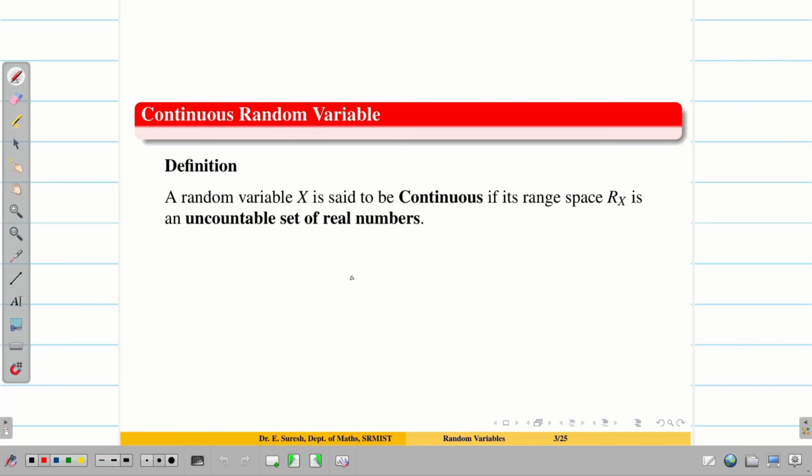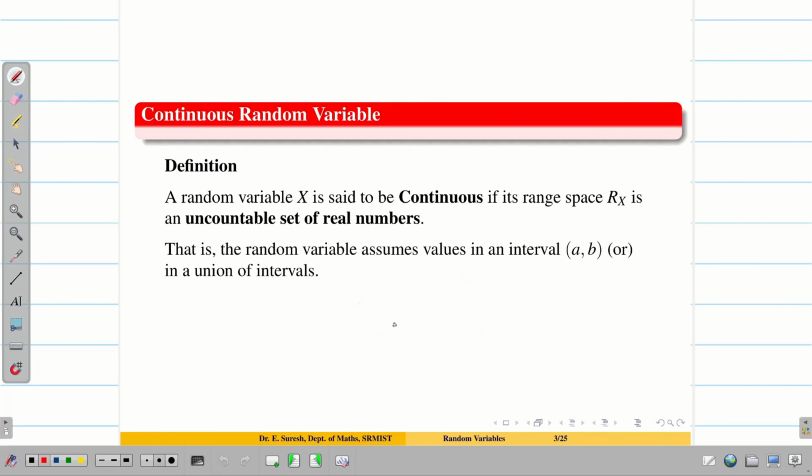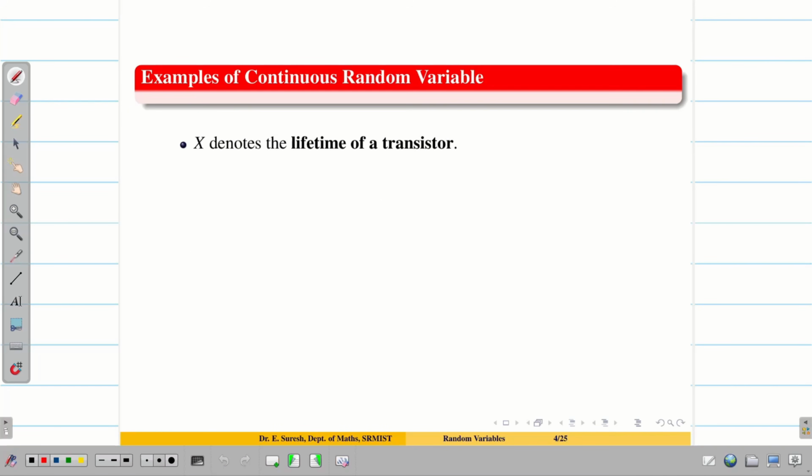A random variable X is said to be continuous if we check that the range space Rx is always an uncountable set of real numbers. That is, the random variable should assume values in an interval (a, b), or in a union of intervals. Let us see some examples. If X denotes the lifetime of a transistor, a mobile or any electronic gadget, it cannot be discrete. It is continuous. It will work for a period of time.